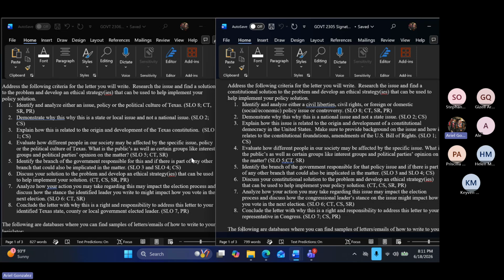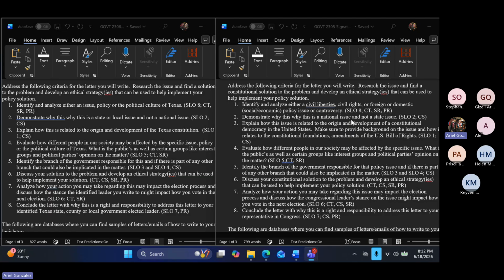So if we're talking about border security in Texas, of course you identify that issue. For the federal government, again, you would identify and analyze either a civil liberty, civil rights, foreign or domestic, social slash economic policy issue or controversy. So that pretty much runs the gamut on anything, right? For 2305, you could see how almost any political issue could be considered any of these, right?